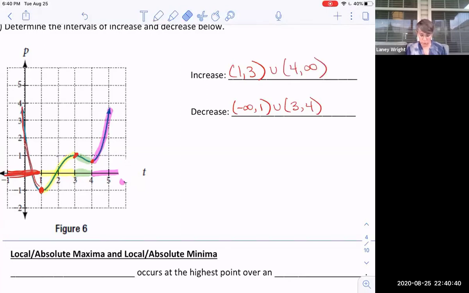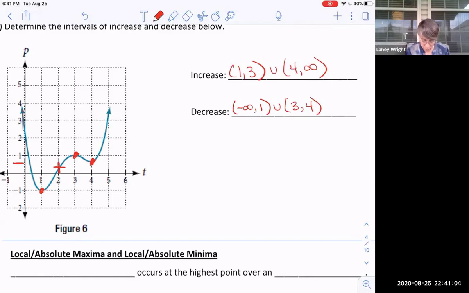So for those of you that don't like using different colors, here's another option. If you mark these turning points here where it starts to change direction, you can take a look at sort of the slope. Over here, the slope is negative. In between 1 and 3, the slope is positive.